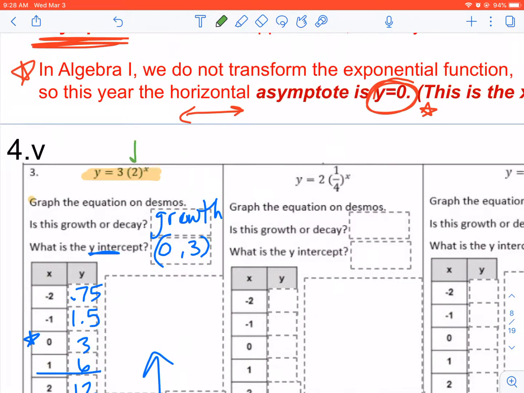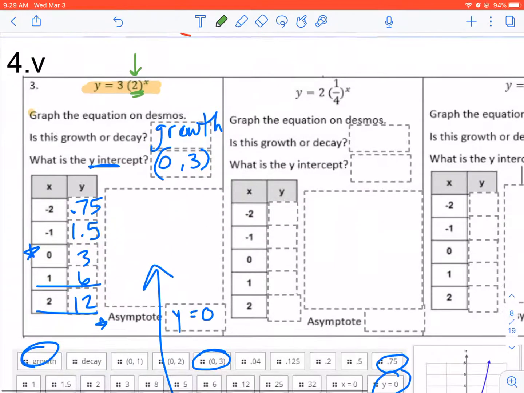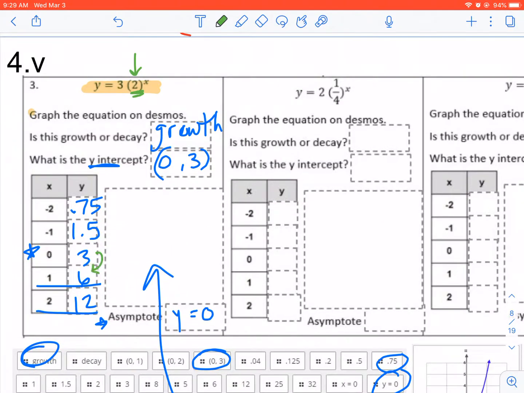When your multiplier, in this case, is 2, that's going to tell you that your numbers are getting bigger, and you can actually see that relationship right here. 3 times 2 gives you 6. 6 times 2 gives you 12. So your numbers are increasing. You can see that growth because your multiplier is bigger than 1.